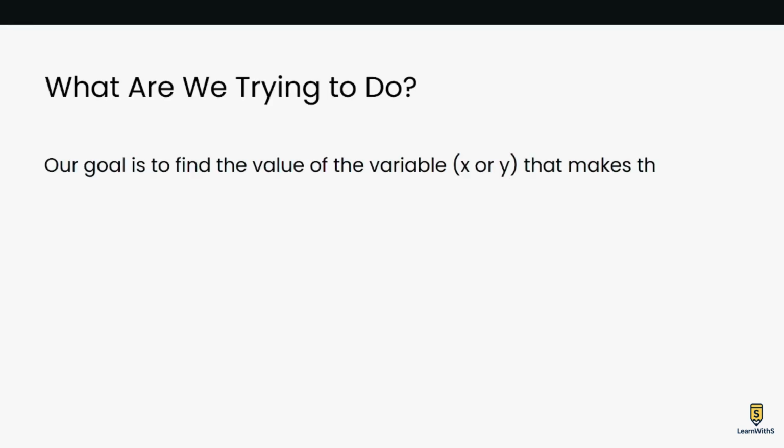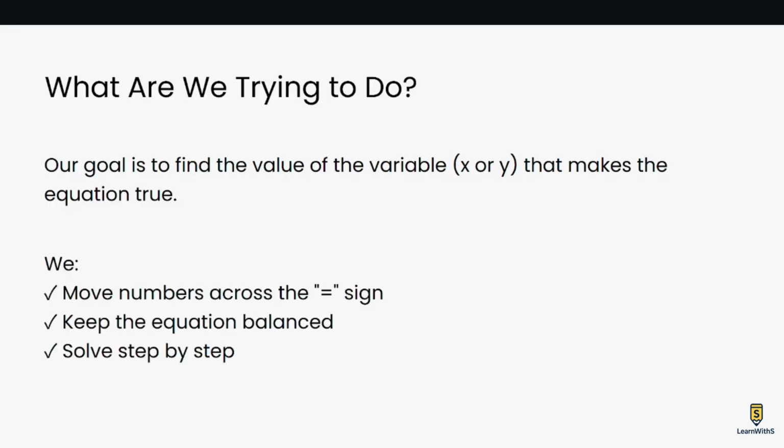Now let's understand what we are trying to do. The main goal in such questions is to find the value of the variable, like what number does x represent. We do that by moving numbers across the equal sign, simplifying step by step, and keeping the equation balanced.